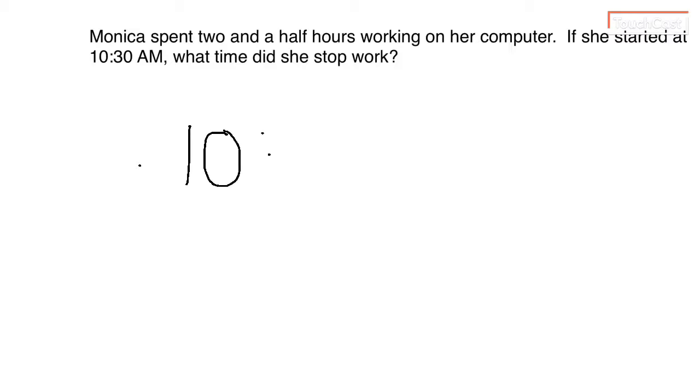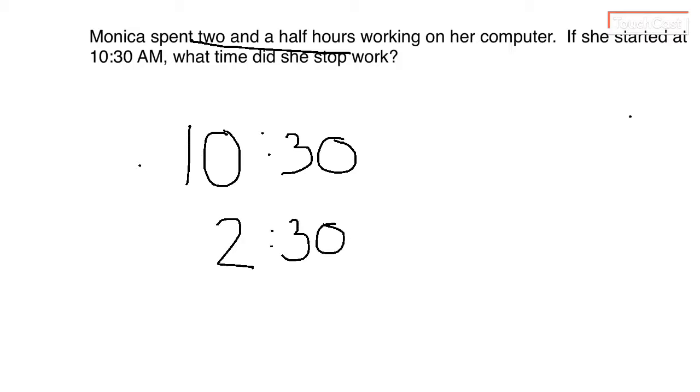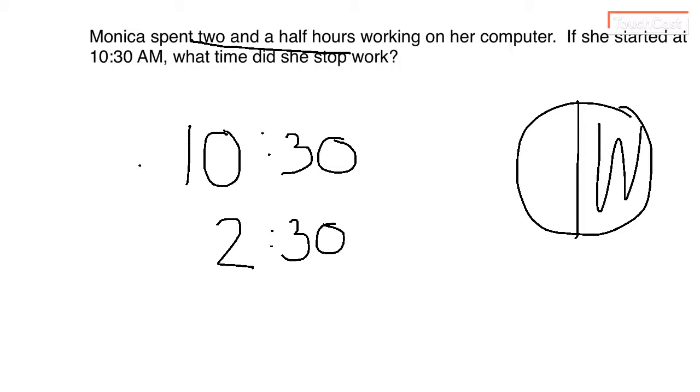We know it starts at 10:30, and she's going 2.5 hours. 2.5 hours is 2 hours and a half is 30 minutes, right? When we look at a clock, we can break it in half, and that half here would be 30 minutes. So I have 10:30 plus 2.5. I'm going to add them together because I want to figure out what time this ends. So 0 plus 0 is 0. 3 plus 3 is 6.